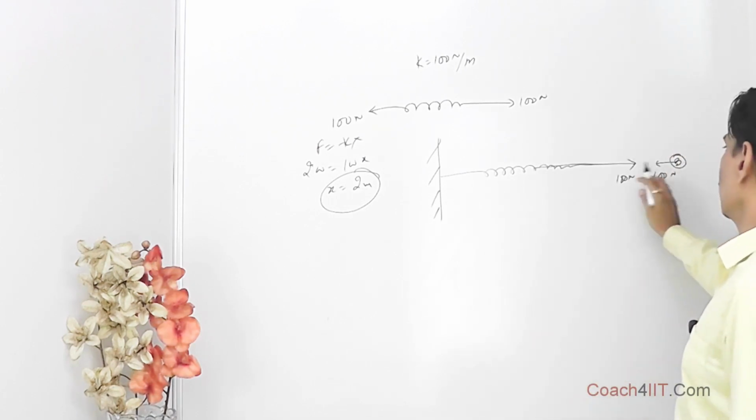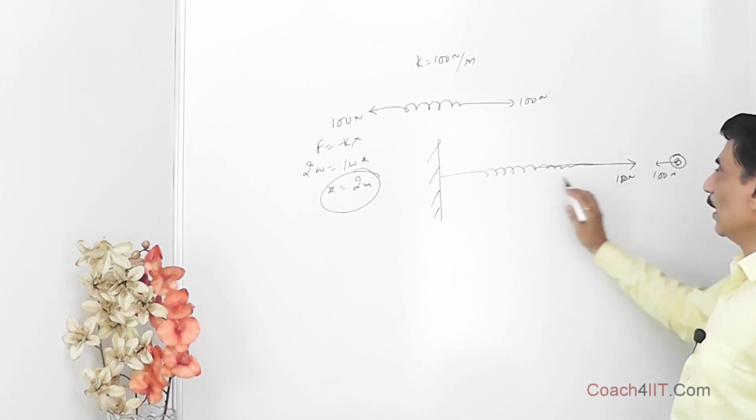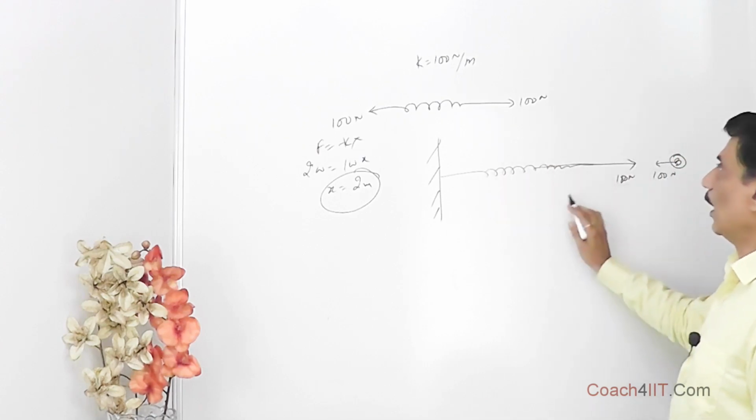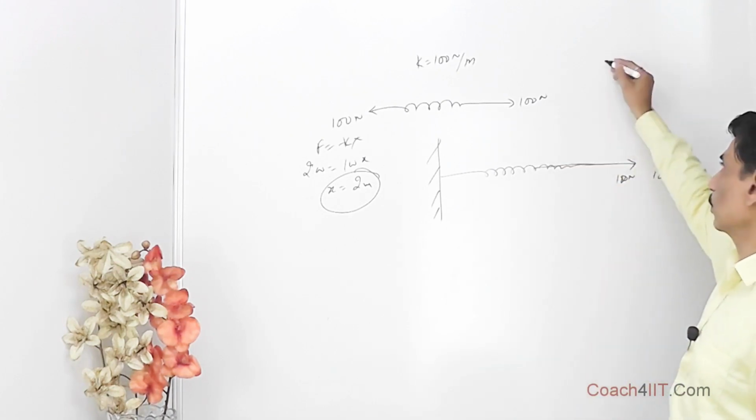To every action there is an equal and opposite reaction. Through my hand I am applying a force of 100 Newton. As a result, there is some stretch in this, and we know this is going to be 1 meter. There is no confusion in this because F is equal to Kx.